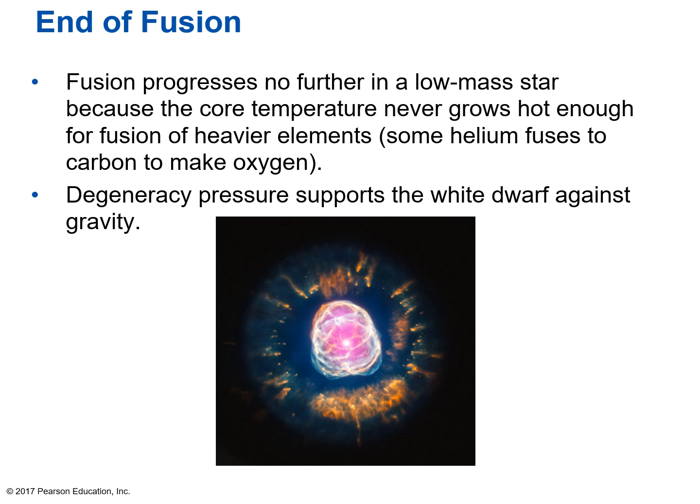Fusion progresses no further in a low mass star because the core temperature never grows hot enough for fusion of heavier elements. Some helium fuses to carbon to make oxygen, but for the most part, not too much of that happens. Degeneracy pressure supports the white dwarf against gravity. Degeneracy pressure, that's a word from quantum mechanics, and what it means is that the electrons are pushed against each other so much that they exert a pressure against each other and they hold this thing up against gravity.